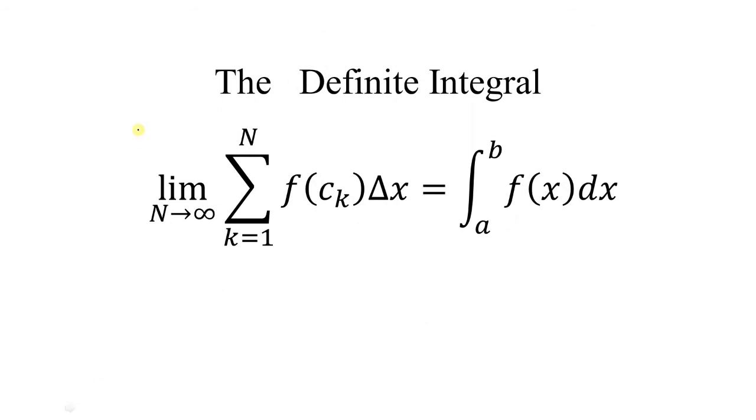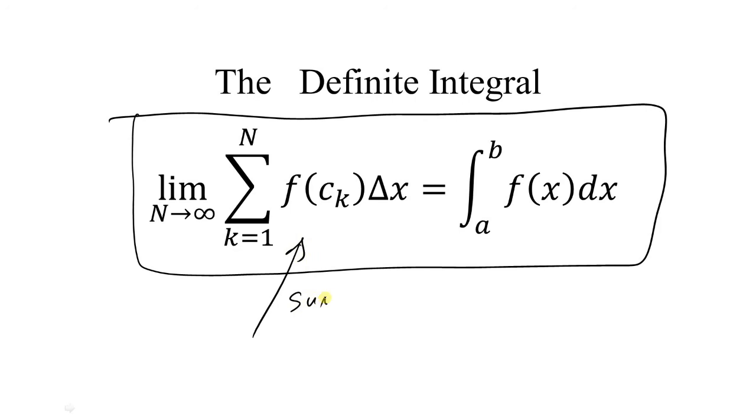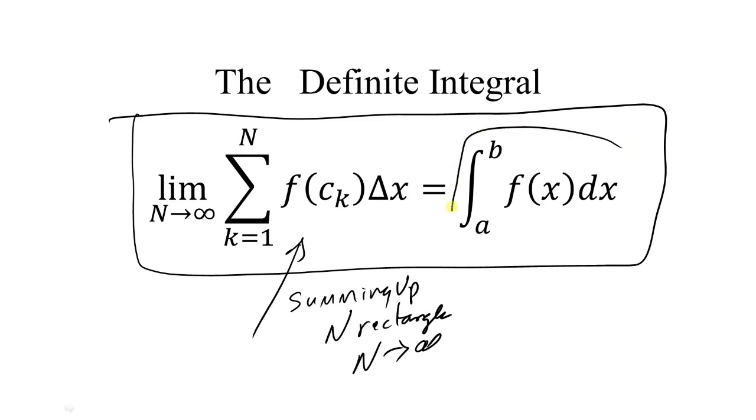I want to reiterate what the definite integral is. First of all, it's summing up n rectangles as n goes to infinity. Actually, you wouldn't even want to do probably 20 rectangles. But the easy thing that we're going to have is when we use integral calculus to calculate the definite integral, which allows us not to have to add up all of those n rectangles.